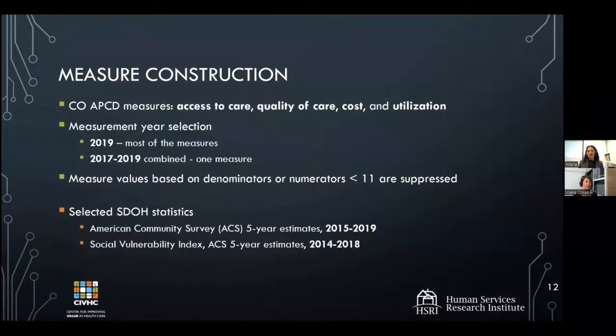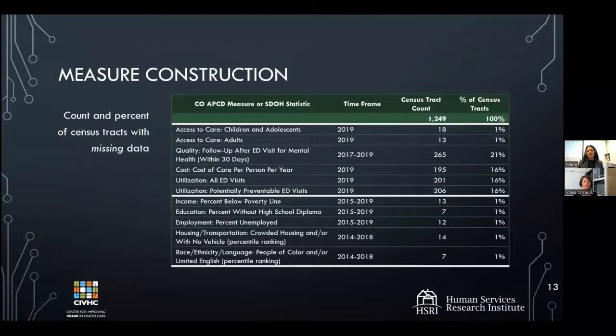The next slide shows you a quick summary of the count and percent of census tracts that are missing data for measures displayed in the report. The highest percent is still for the healthcare measure for which we combine 2 years of data.